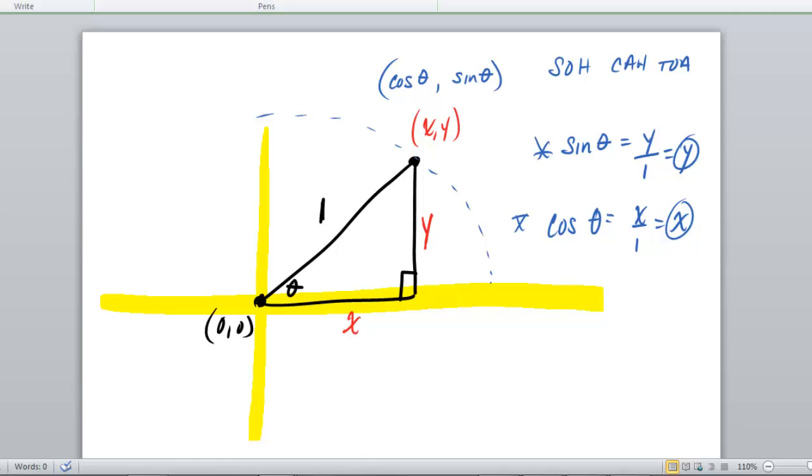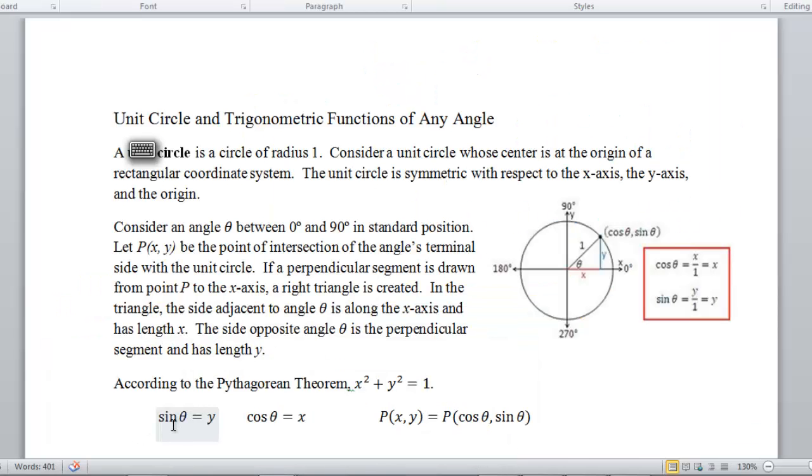So if we go back to our notes, you can see that as a result of this, if we applied the Pythagorean theorem to this triangle, we would end up getting an equation that says x squared plus y squared equals 1, which is technically our radius squared. And what you're going to find out later when we start working with conic sections is that's the standard form for the equation of a circle, and that's a result of this right triangle.